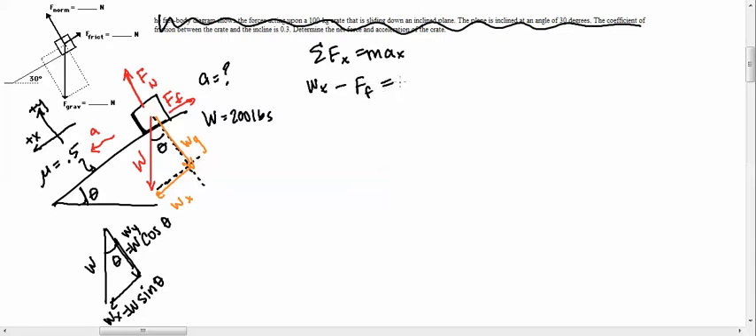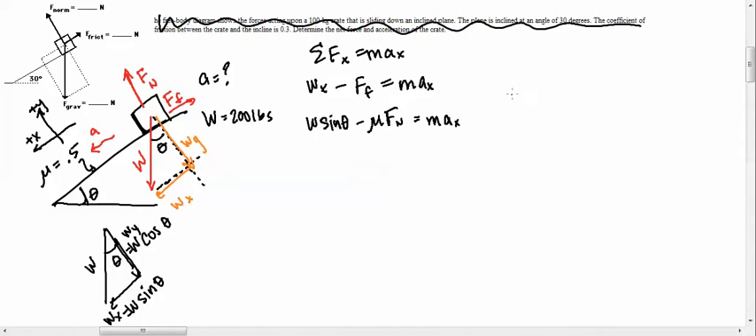Now, and it's equal to mass times acceleration in the x direction. All right, Wx is W sine theta, and we learned earlier that the force of friction is actually a secret code for mu times the force normal. And that's equal to mass times acceleration in the x direction. Now, we would be done with this.